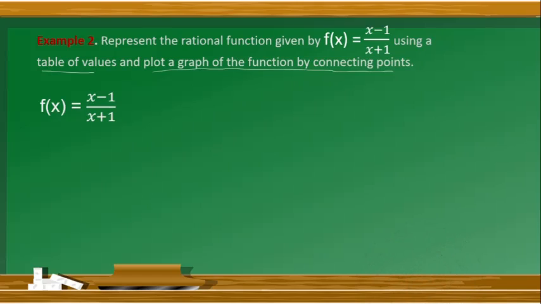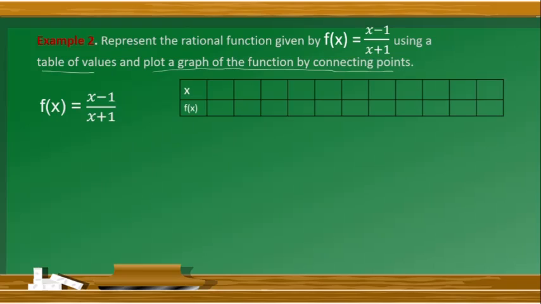Okay, so in this case, we first build our table of values. For our table of values, let us assume numbers from negative 10 up to positive 10. If those are the assumed values for x, then what is the value of our function for each of those assumed values of x? The same procedure as the first example, we have to substitute x with the value of x in our table.